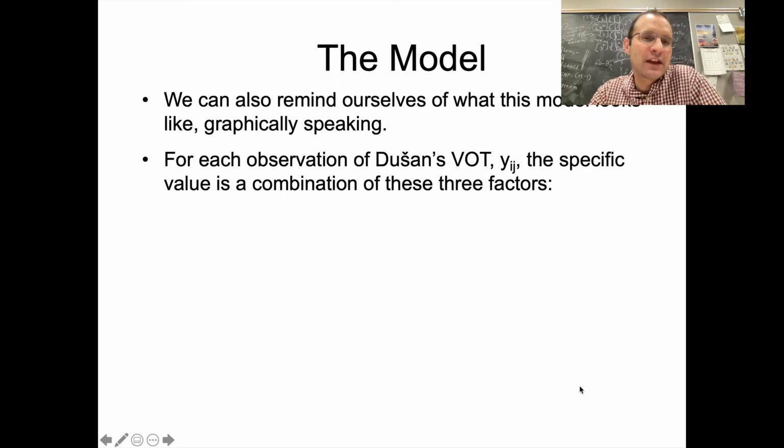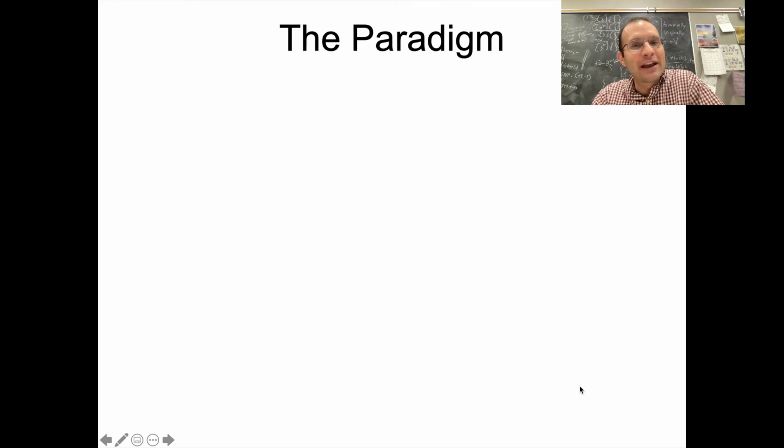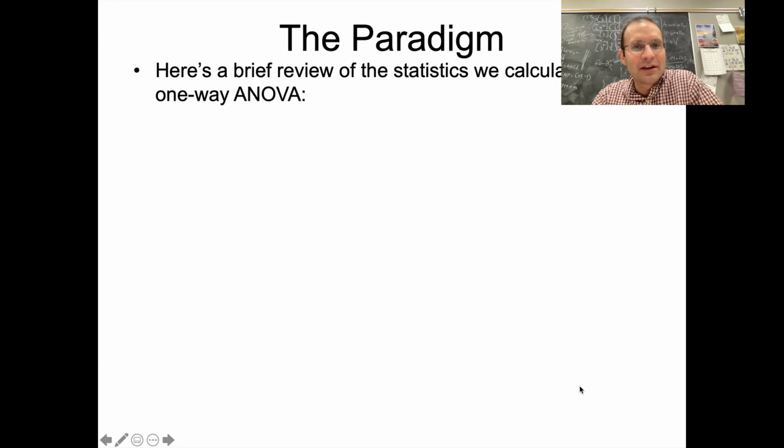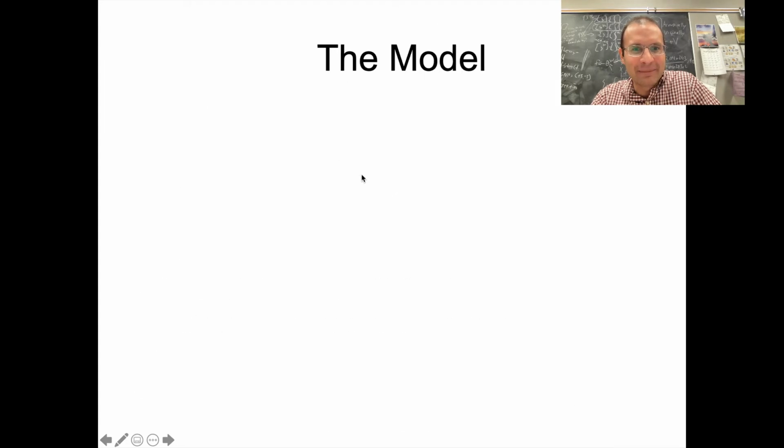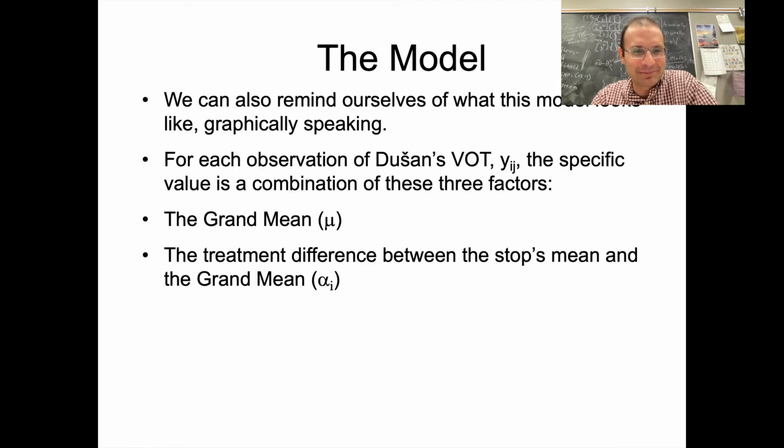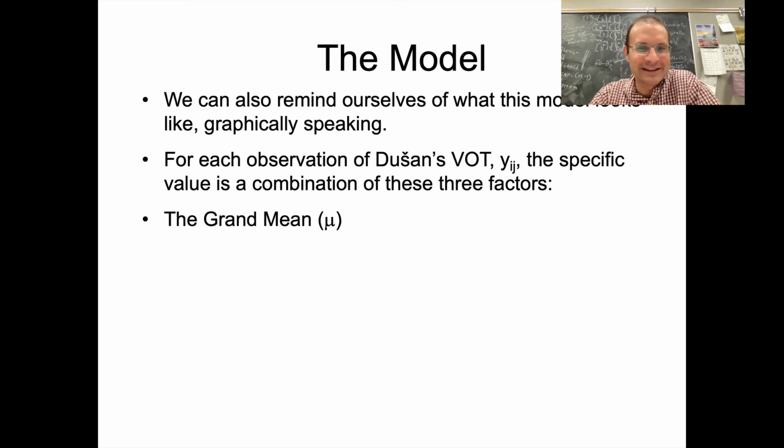So for each observation of VOT, which I'm going to denote as y sub ij, where again, the i is the sample. Did I do that backwards? Sorry. j is supposed to be the treatment group, and i is supposed to be the sample number. So it's a little bit backwards there, but bear with me. I think this will all make sense in the end.